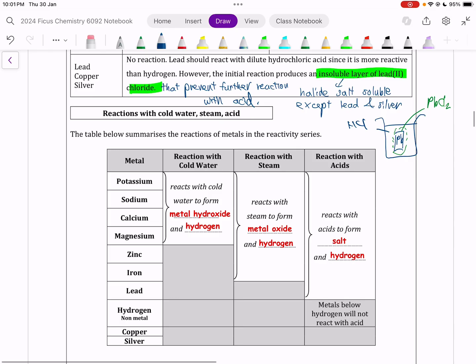So as a sum up of the first three reactions that you learn: metal and water gives you metal hydroxide and hydrogen. Metal and steam, which is also water but in the gas state, forms metal oxide and hydrogen. Then metal and acid gives you salt and hydrogen. This is top 4, this is top 6, this is top 7: 4, 6, 7. Magical number.